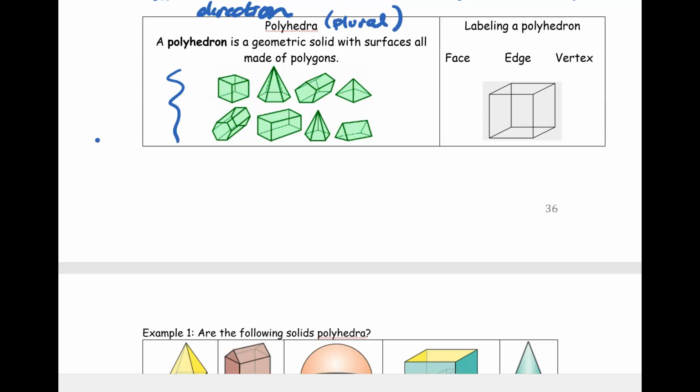And remember, a polygon is a closed surface made of line segments. So for example, this would be a polygon. A circle is not a polygon. So a cylinder is not going to be considered a polyhedra.